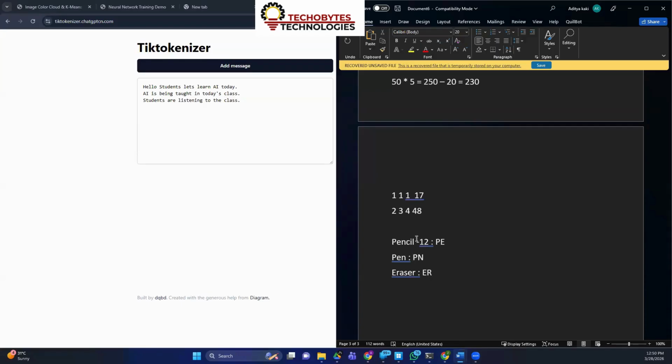And now let's say its enum value be 14. Let's say its enum value be something called 18. So these are the values associated with it. Then what is PE? PE is automatically, let's say, associated with some other value, 45. PN is associated with some 56. ER is associated with some 65.